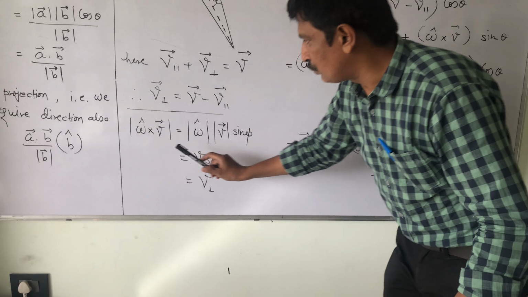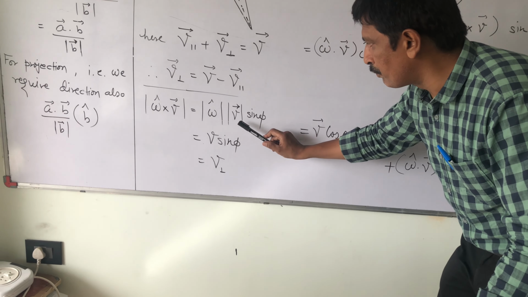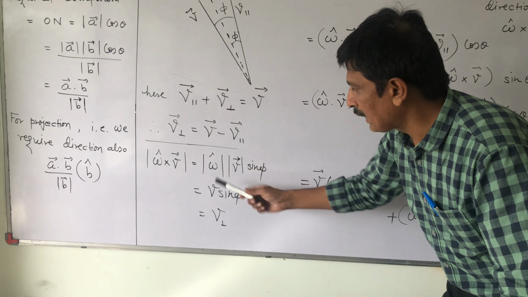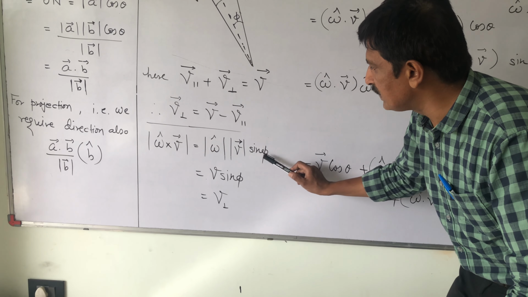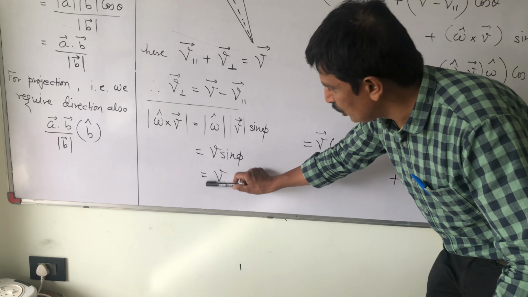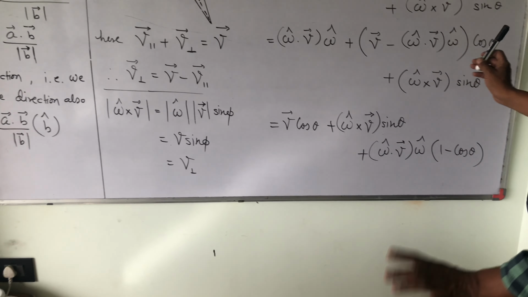Omega cap cross V is mod omega cap, mod V, into the angle between them, sin phi. Omega cap is one unit vector, so it is mod V sin phi. It is exactly the magnitude of V perpendicular, so the magnitude is also adjusted and the direction also.